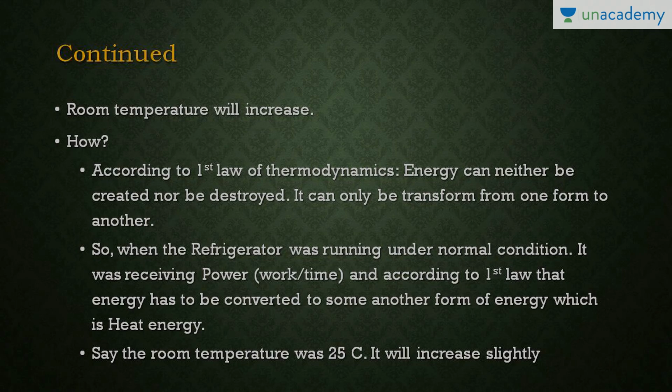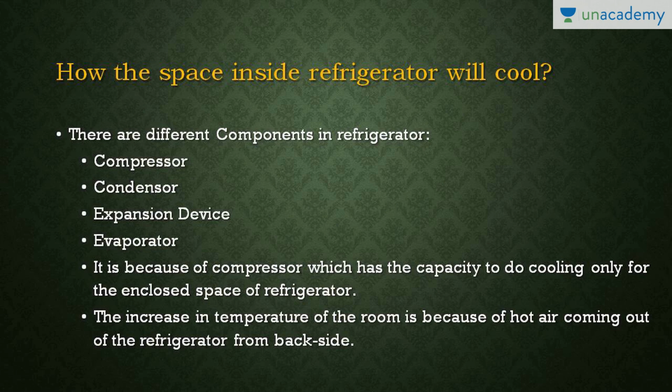Now the next question will come to your mind: how did the temperature of the room get increased practically? Practically, in a refrigerator there are four components: compressor, condenser, expansion device, evaporator. I'll be discussing the functioning of each and every component in detail in my upcoming lessons. Here you just have to focus on the condenser. The back side of the refrigerator, the spiral tubes which you have seen, those are the condenser tubes, and the hot air is coming out from that condenser tube. The increase in temperature of the room is because of the hot air coming out of the refrigerator from the back side. Right.